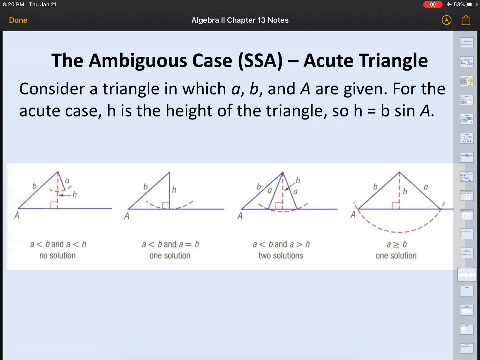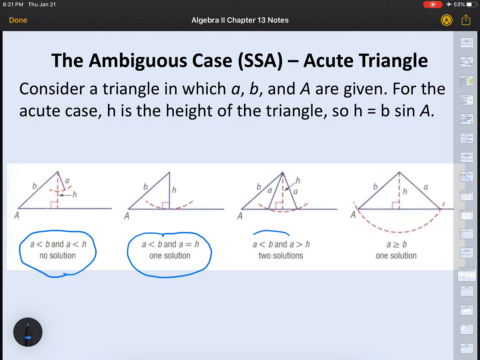So the ambiguous case of side-side-angle, the acute triangle side. So consider a triangle in which sides a, b, and angle A are given. For the acute case, h is the height of the triangle. So h is equal to the side length b times sine of angle A. So if side length a is less than b and side length a is less than the height, then there is no solution. But if side length a is less than side length b and side length a is equal to the height, then there's one solution.